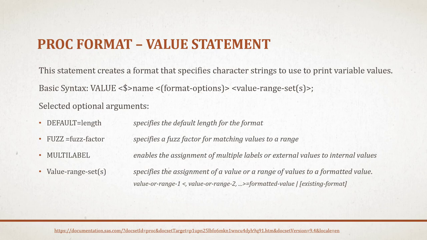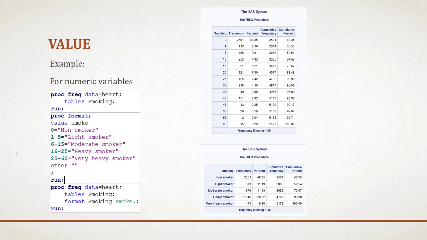The statement creates a format that specifies character strings to print variable values. We can define the values for both numeric and character variables. We will look at examples of both. For numeric variables, we can define a formatted string for a single value or a range of values. We will look at an example in SAS.